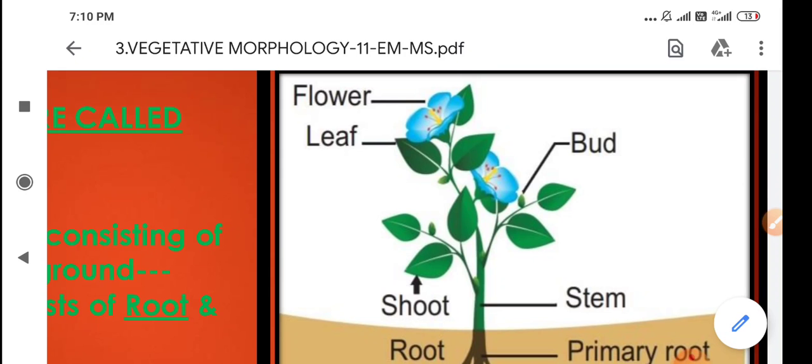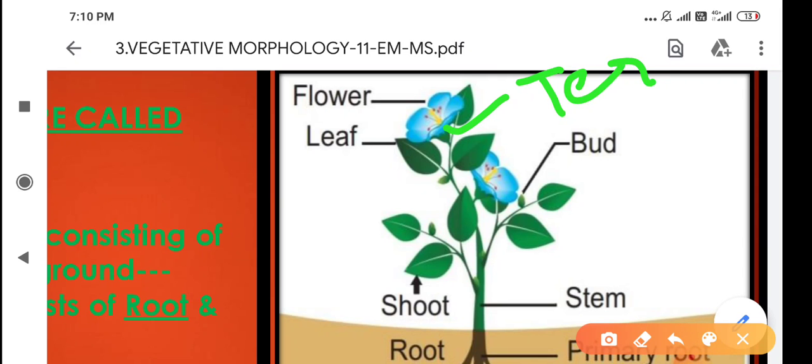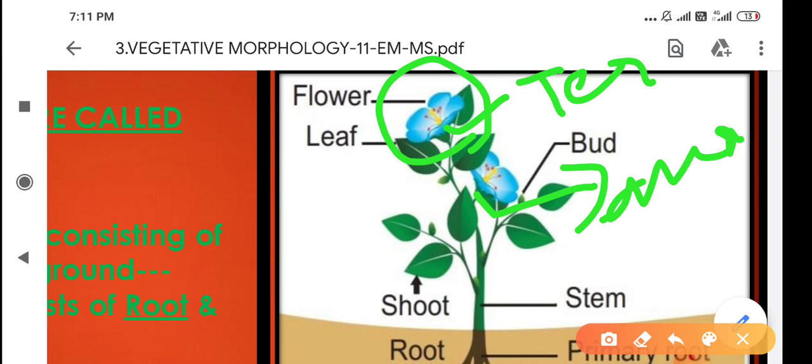The flower that is present at the tip of the stem is called the terminal flower. The flower that arises at the axil of the leaves or the lateral side of the stem is called the axillary flower. The flower formed at the tip of the stem is the terminal flower. The flower that arises at the axil region is the axillary flower. Do you all understand the terms?